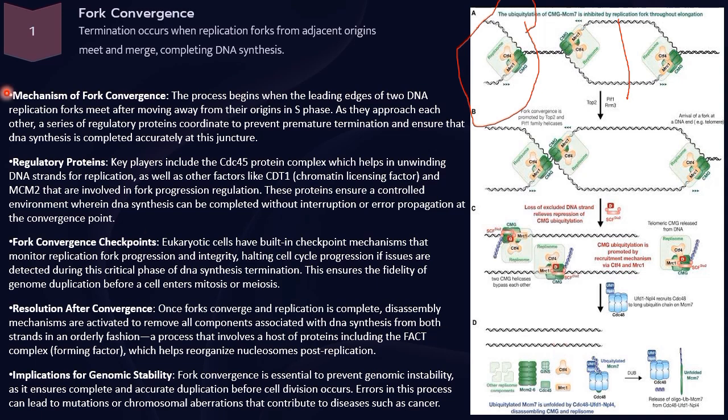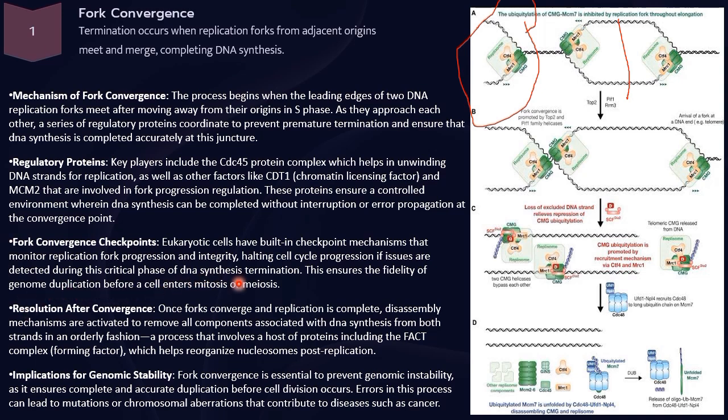The key regulatory proteins are CDC45 and CDT1, which I mentioned in our previous slide. These proteins ensure a controlled environment wherein DNA synthesis can be completed without interruption or error propagation at the convergence point. Now let's talk about the fork convergence checkpoint. Eukaryotic cells have built-in checkpoint mechanisms that monitor replication fork progression and integrity, halting cell cycle progression if issues are detected during this critical phase of DNA synthesis termination.